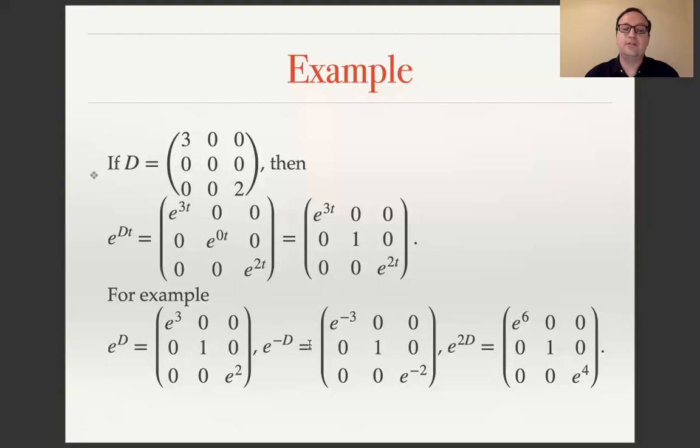And e to the minus D is the matrix with entries e to the minus 3, 1, and e to the minus 2 on the main diagonal, and 0 everywhere else. Or for example, e to the 2D is the matrix with entries e to the 6, 1, and e to the 4 on the main diagonal, and 0 everywhere else. So all three of them are diagonal matrices.